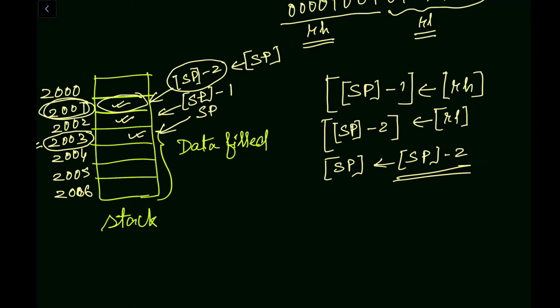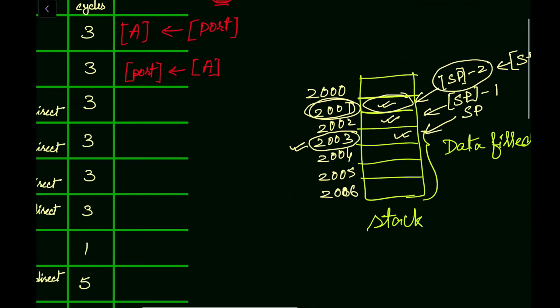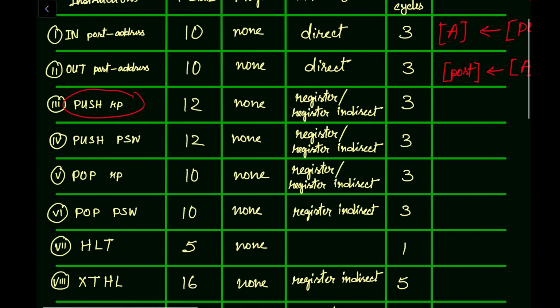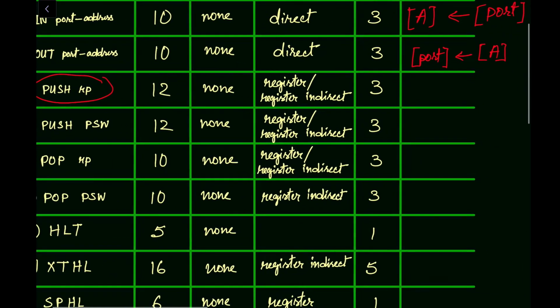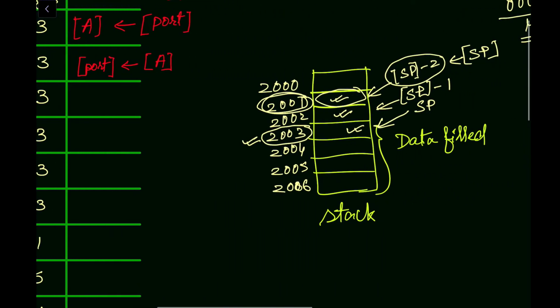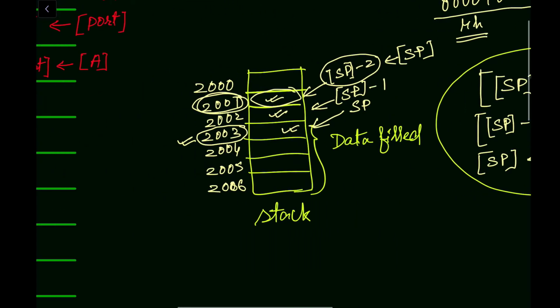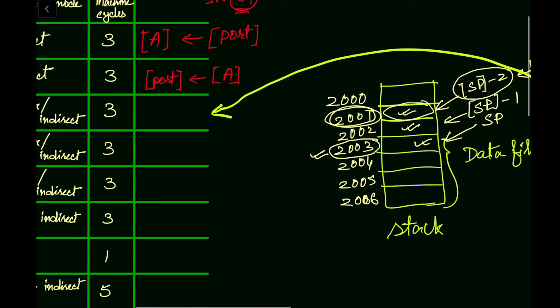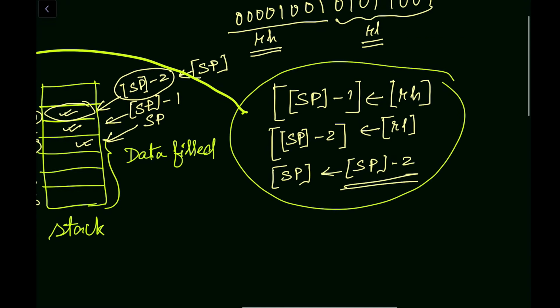Now we have understood about the push RP. I am not going to explain all the instructions. I have just shown one example. This is the instruction push RP. That means push the content of the register pair, whatever the register pair. It may be BC, it may be DE, or sometimes the HL pair also. That will be pushed into the stack. So how the data will be manipulated in the stack, we have written here. So in this instruction we can directly write down these points. These are the functions that will be executed by this given instruction.